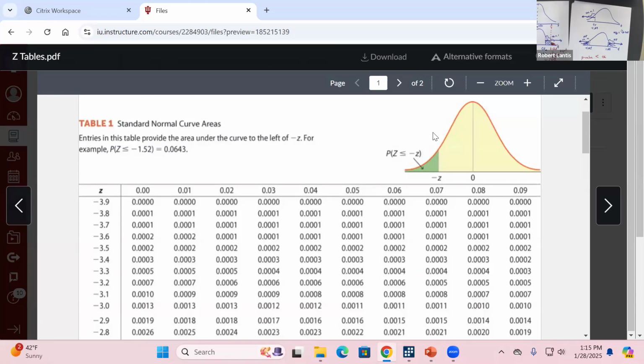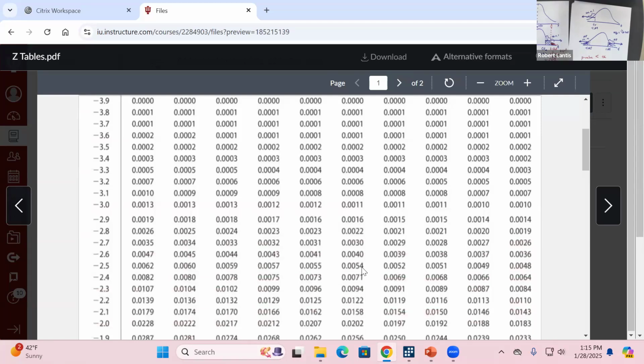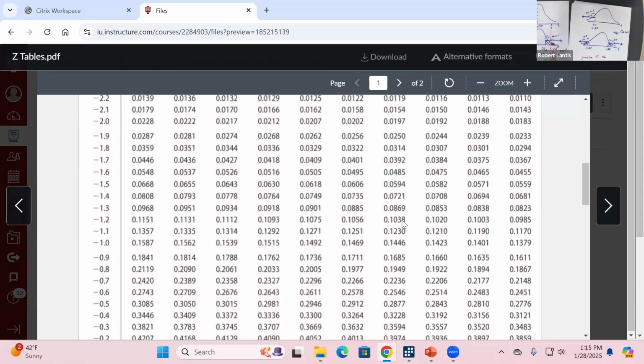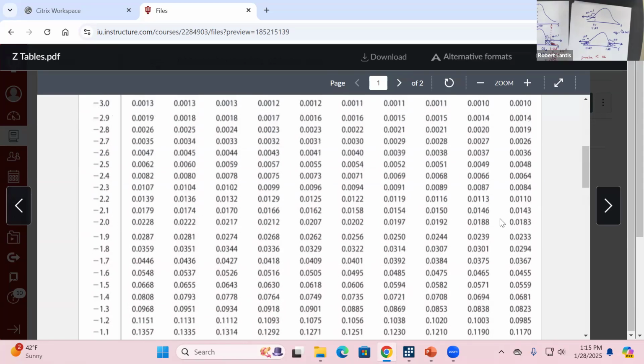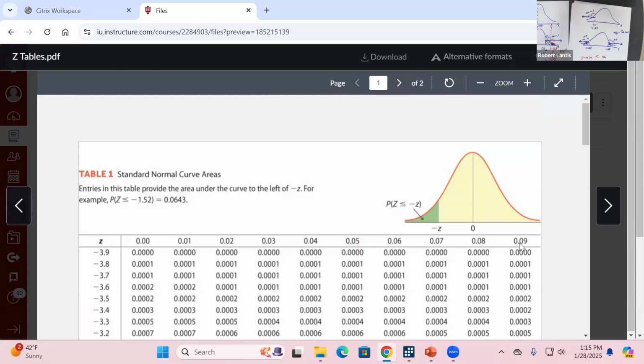If I am working in reverse, I know my three alphas: 0.1, 0.05, 0.01. If I want an area of 0.1 in my tail, it looks like I'm in between these two values, a Z value of negative 1.28, negative 1.29. We'll always use the larger of the two. So here, negative 1.29, which is the value I was using earlier. That's where that came from.